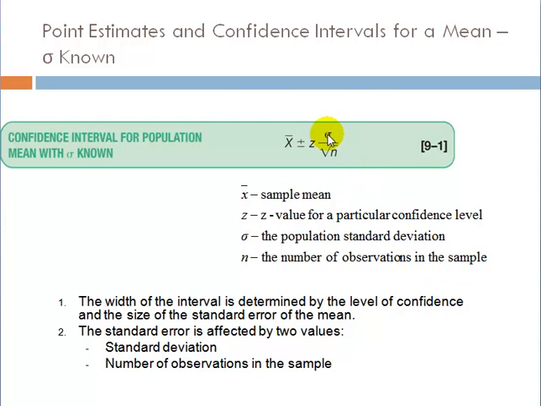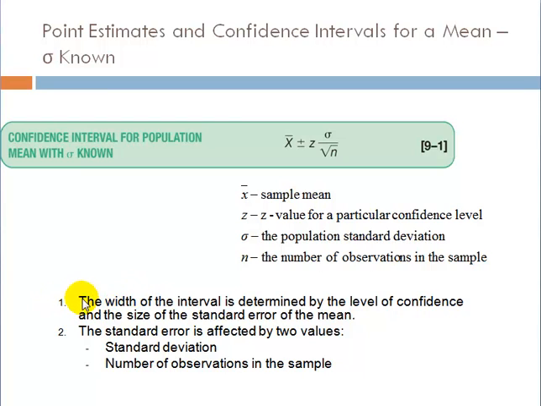If sigma is not known, meaning we do not know the population standard deviation, we might know the sample standard deviation, and then we will not use the z value here. We're going to use a t value from the t distribution, but that will not be required in this course. So if you want to use this formula to find the confidence interval for the population mean, we use the z value, which means the population standard deviation sigma is known.